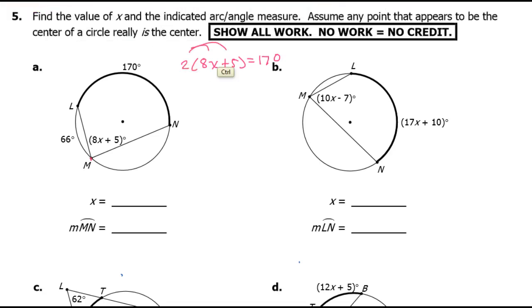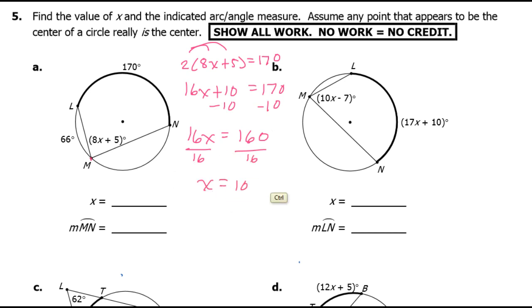So, a little distributive property, that's going to be 16x plus 10 is equal to 170. Subtract the 10 from both sides. So I've got 16x is equal to 160. Divide both sides by 16. X is equal to 10.